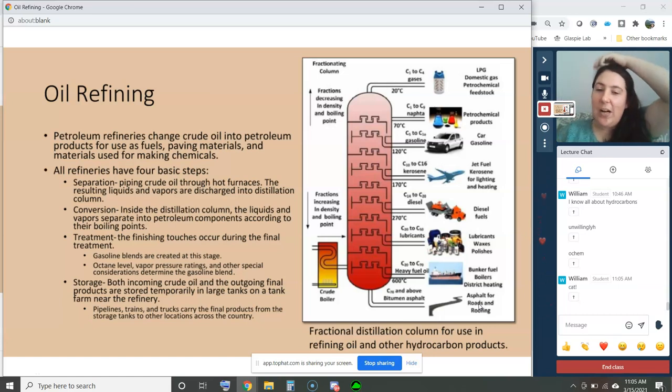Okay. And so after conversion inside the distillation column, then the third step is treatment. And so this is where the finishing touches occur. And this is where, for instance, gasoline blends are made. You might have a specific octane level or vapor pressure ratings that need to be reached for a certain product, or any other special considerations that determine the gasoline blend. That will be done in the treatment phase.